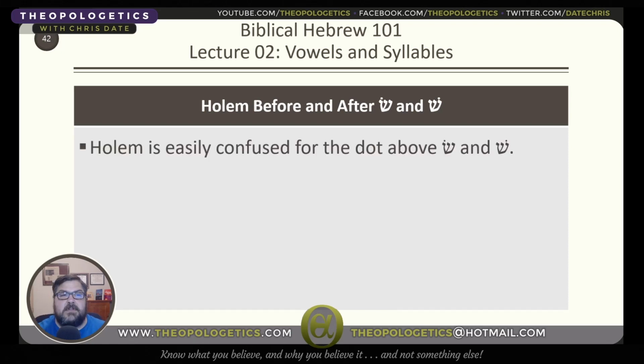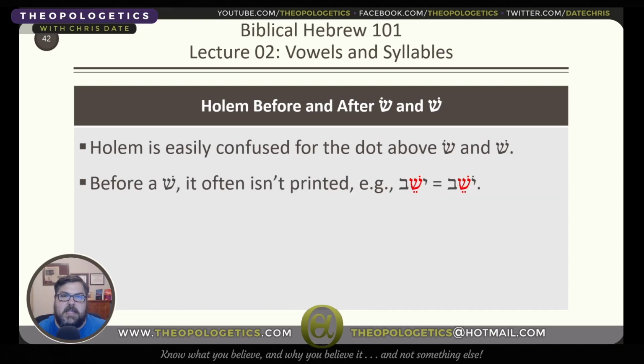It can sometimes be difficult to tell which is which. If you've got a sin or a shin that has a holum or is followed by or follows a holum, it's sometimes going to be easily confused. So what this means is that before a shin, which has a dot on the upper right side of the consonant, the holum often isn't printed, and that dot above and to the right of the shin just sort of subsumes the holum. That dot represents both the distinctive mark of the shin and the holum that precedes it.